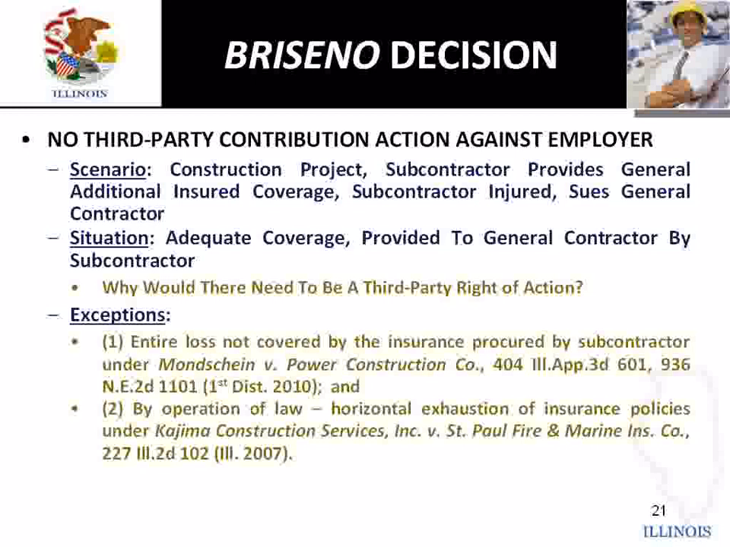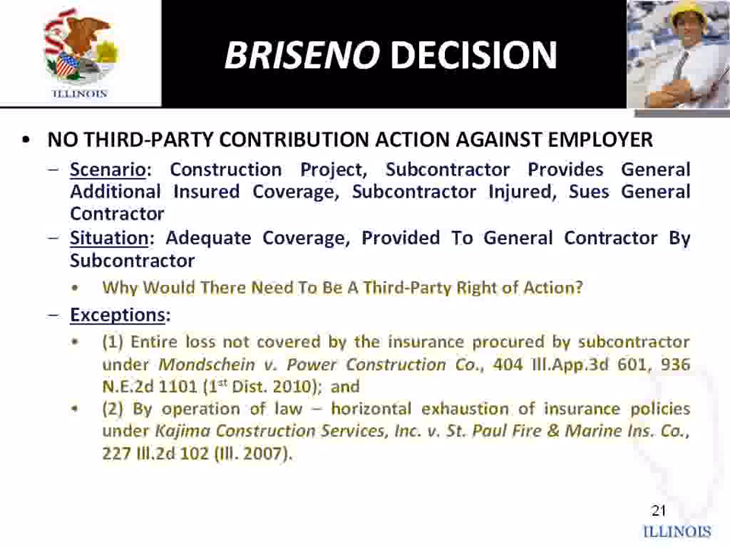So under that situation, we have Kojima, an Illinois Supreme Court case, saying you have to horizontally exhaust policies, meaning the first $1 million of the employer is in play, and before the excess is triggered, you have to actually submit the next $1 million by the CGL policy for the general, and then the excess will kick in. So there's $1 million there of exposure that the employer simply could not maintain or procure for the general contractor. So under that situation, there's about $1 million worth of potential coverage.